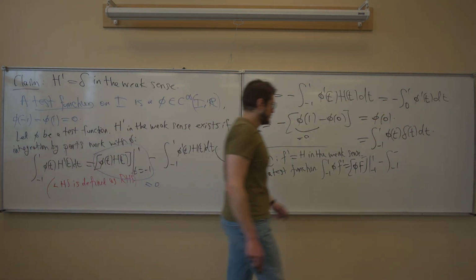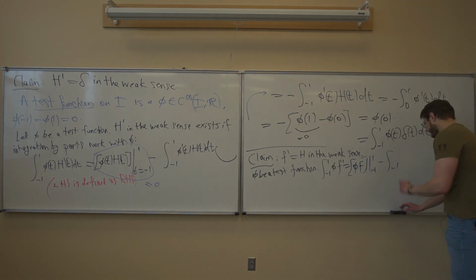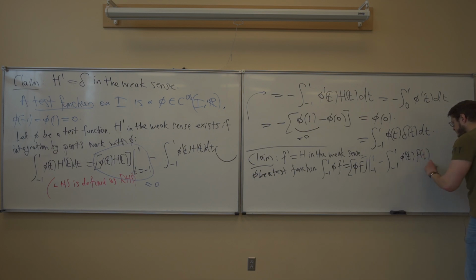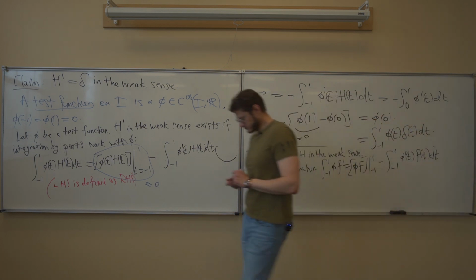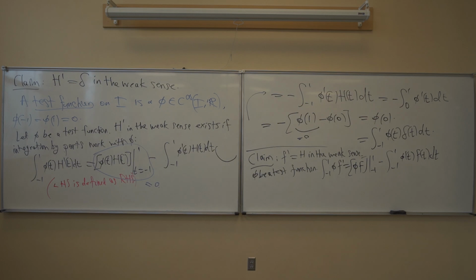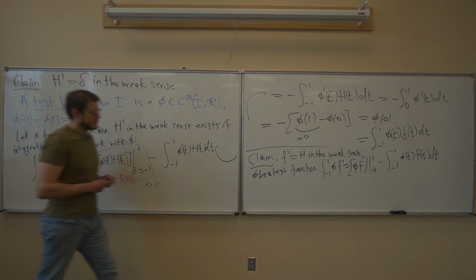Okay. Phi prime f, dt. This is 0, again by the vanishing conditions, vanishing boundary conditions here.